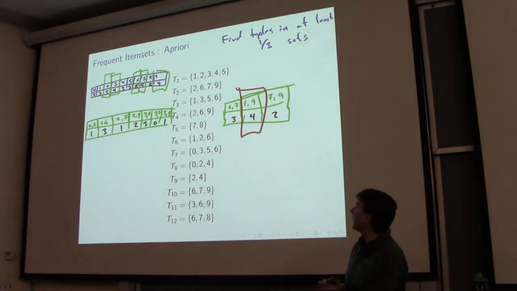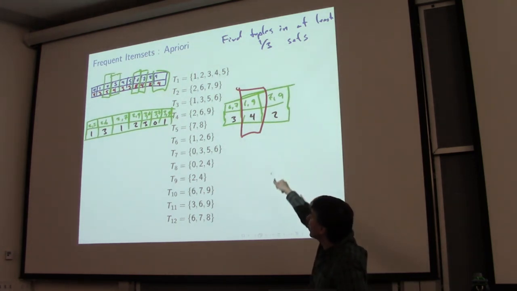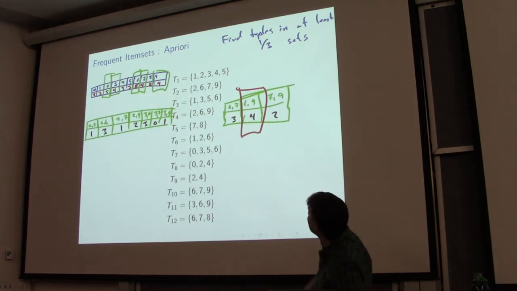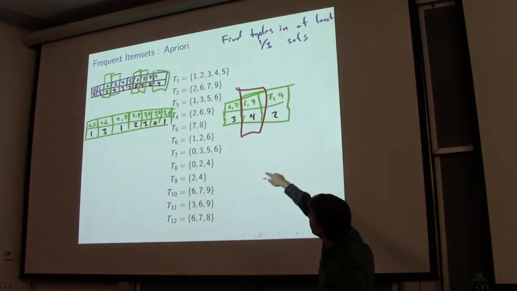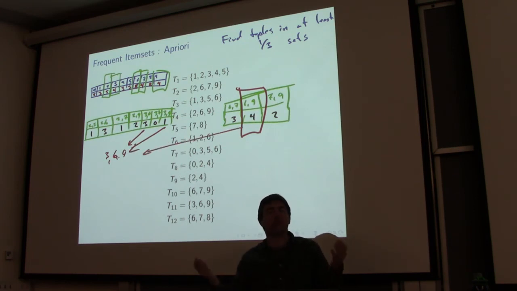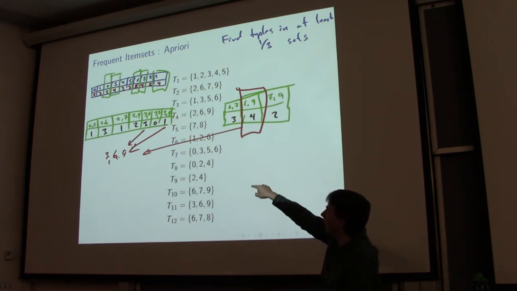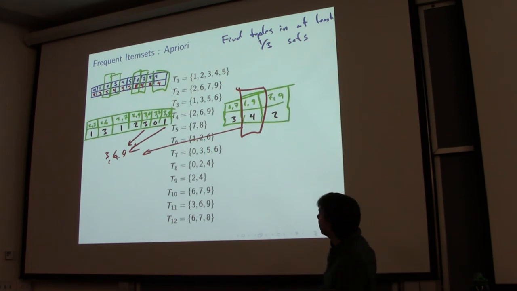If there was going to be an interesting triple, it would have had to involve 6 and 9, and also a third one, like 3. 6 and 3 occurred 3 times. 9 and 3 would also have to occur 3 times. So if there was a 6, 3, 9, I would have needed this one to be at least 4, this one to be at least 4, and this one to be at least 4. But only one of them was, so they can't. So there are no triples I need to count, and I can stop.